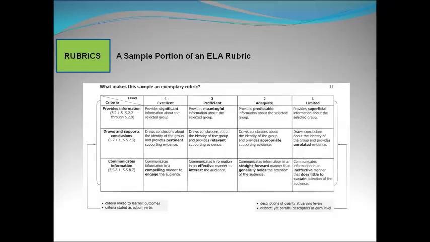Here's a sample of an ELA rubric. I've taken this from the Alberta Assessment Consortium, right? So what makes this sample an exemplary rubric? You see what they've done here. They've got the criteria listed along the left side, and along the top they've got the levels of achievement.